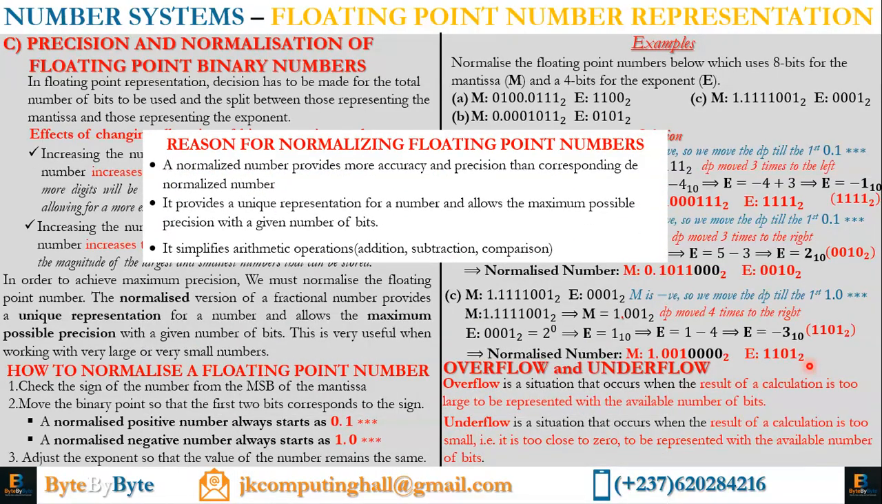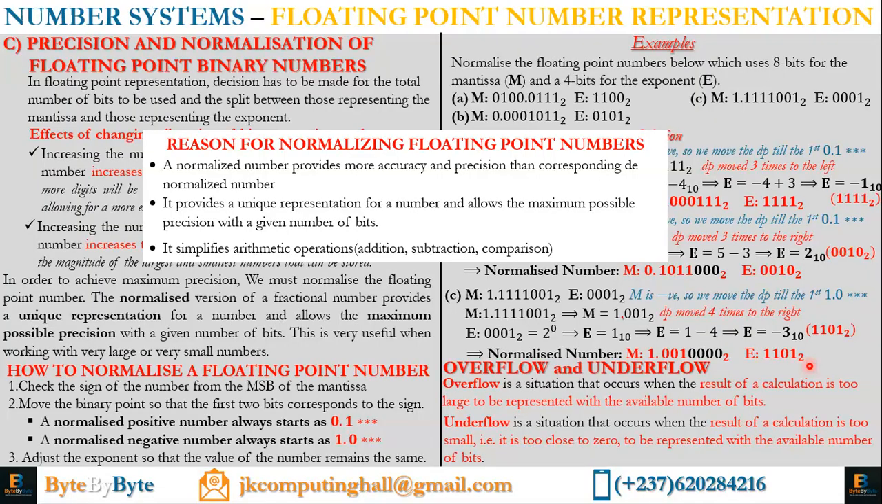Now, reasons for normalizing floating point numbers. The first reason is that a normalized number provides more accuracy and precision than the corresponding denormalized number. The second reason is that normalizing provides a unique representation for a number and allows the maximum possible precision for a given number of bits. And last but not least, it simplifies arithmetic operations such as addition, subtraction, and comparison.